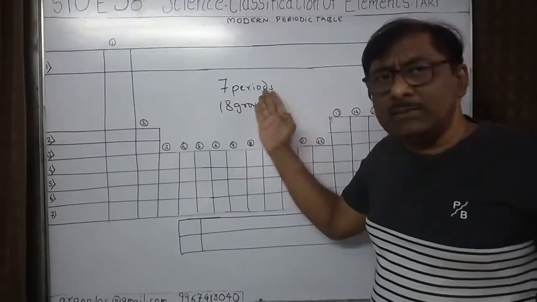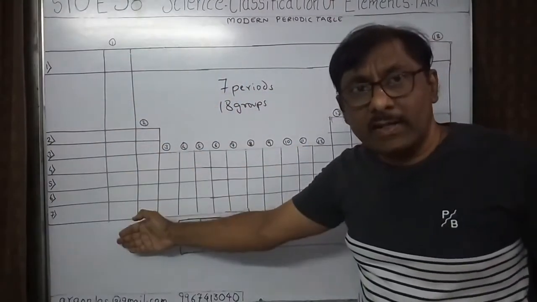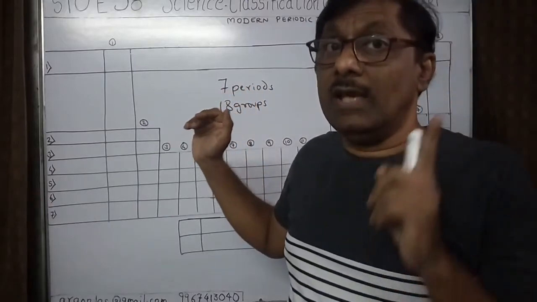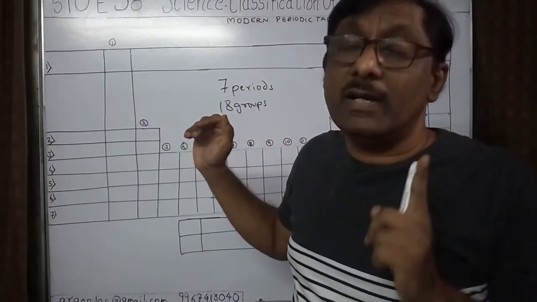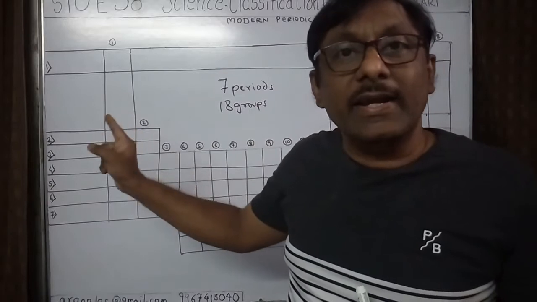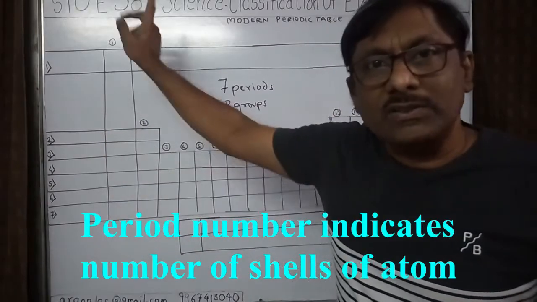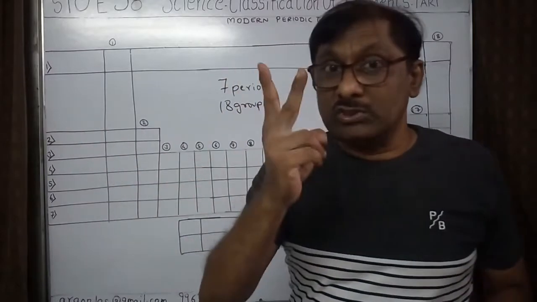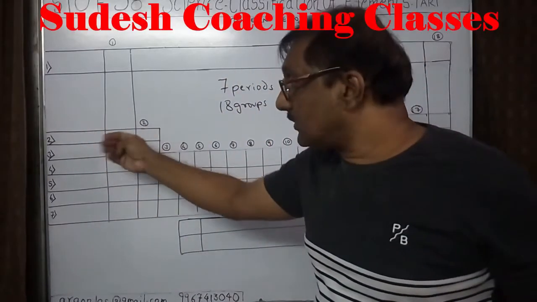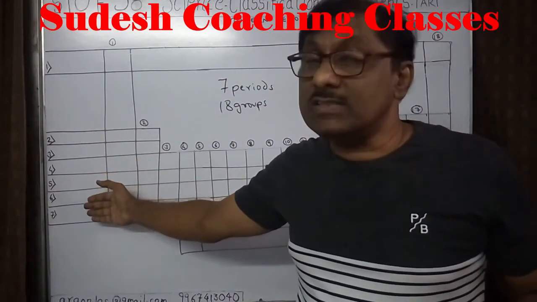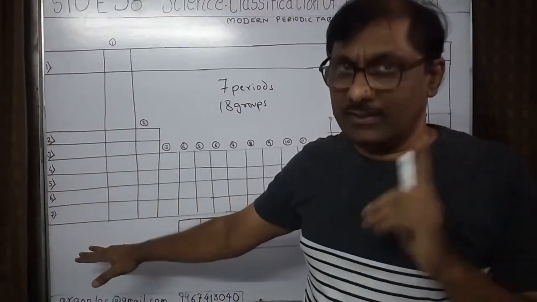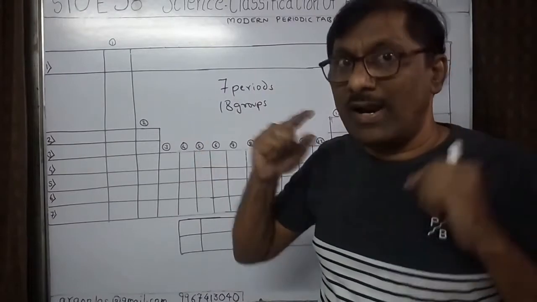And what does each period indicate? Before completing the whole table, let us understand what each period indicates. Each period indicates the number of shells. The first period will indicate only 1 shell. The second period will indicate 2 shells, then 3 shells, a 4th shell, a 5th shell, 6th shell, and the 7th period will indicate 7 shells. Nothing more than that. Remember this, for sure.